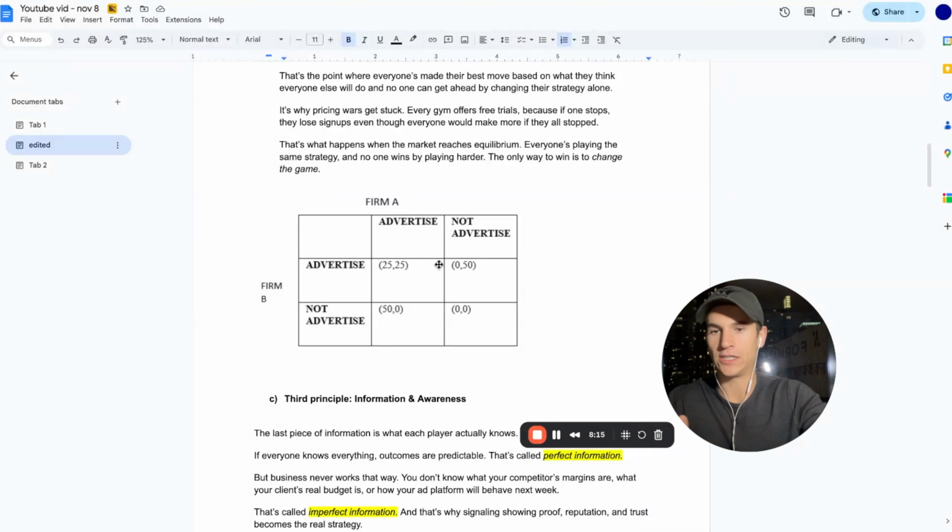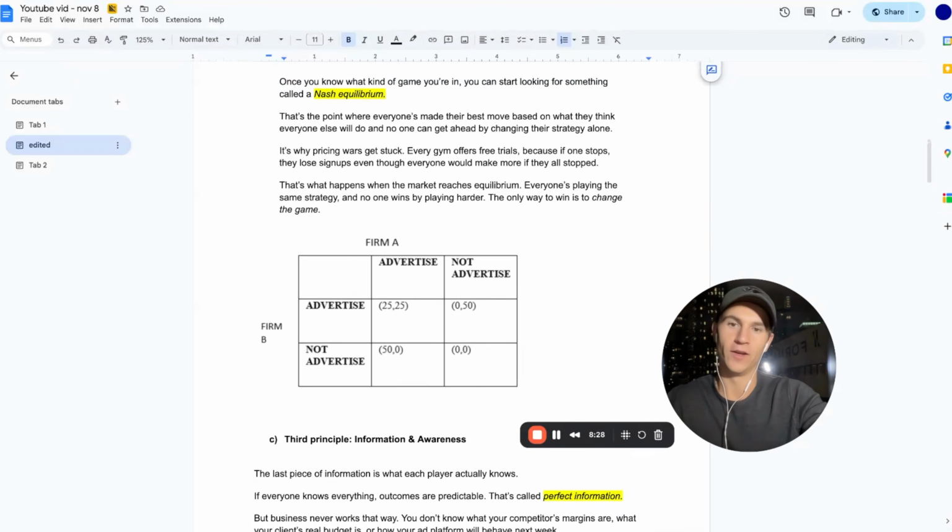So this is basically Nash equilibrium, basically saying, okay, no matter what, if it's 25 or 50, my best bet is to advertise. Okay. There is zero case scenario where not advertising is a better thing to do. Okay. And this is actually funny.